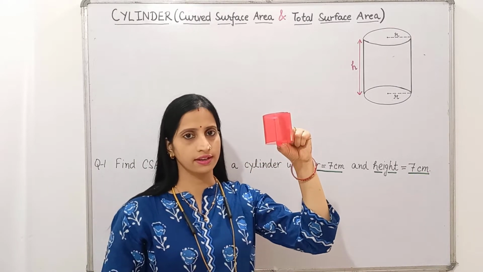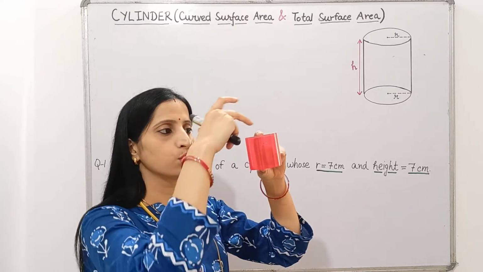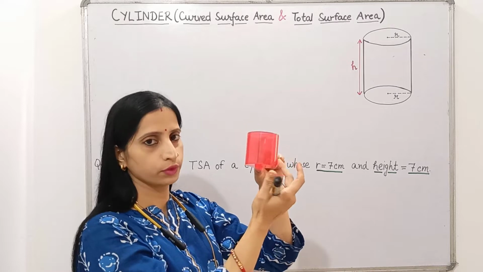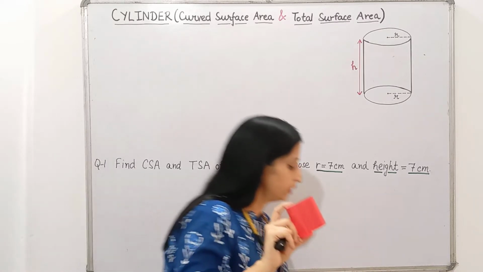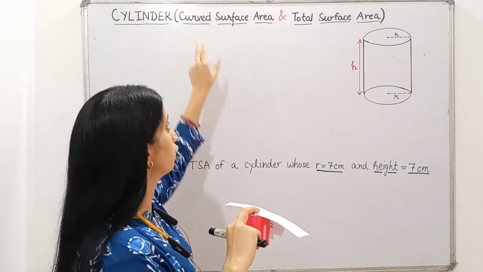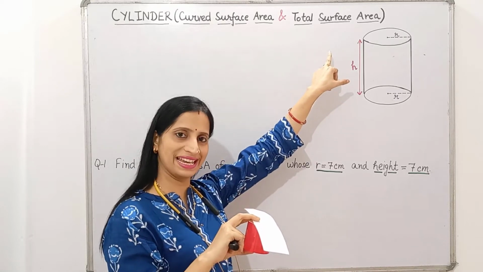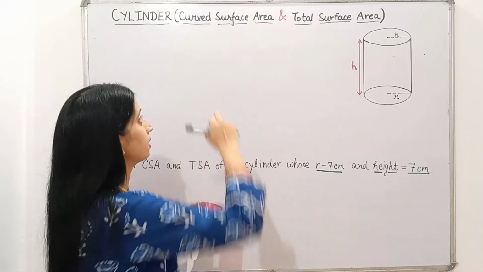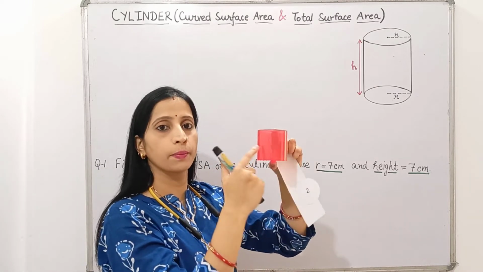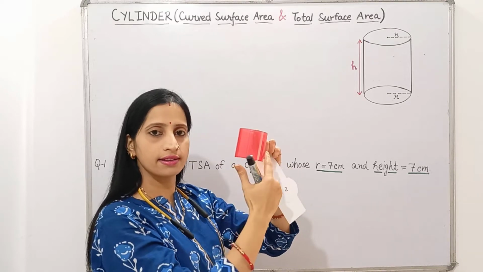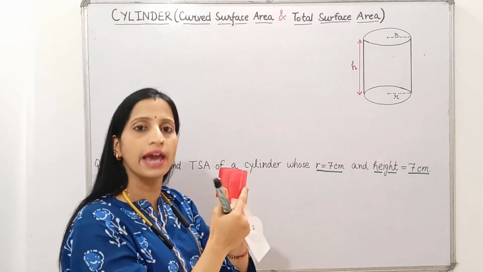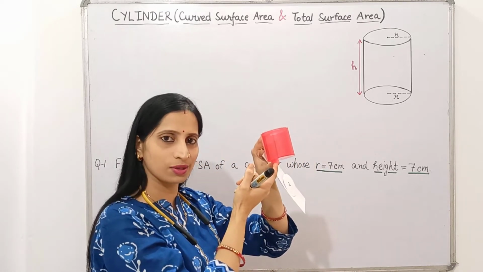So this is a cylinder. As you know, a cylinder has two flat faces, top face and bottom face, and one curved surface. Okay. So now we will use the net of this cylinder, and by using these two we will derive the formula of curved surface area and total surface area. So let's start. What is curved surface area? Curved surface area means the area of this curved part. This is also known as lateral surface area. Okay. And in total surface area, we will add the area of these two circles also.